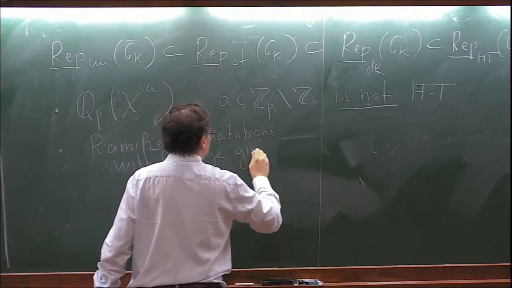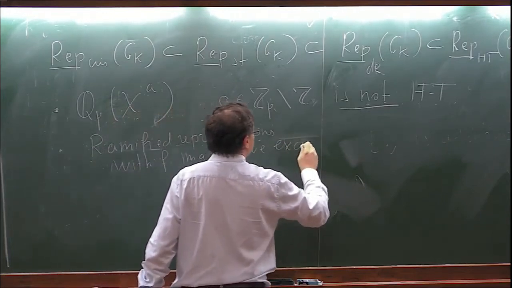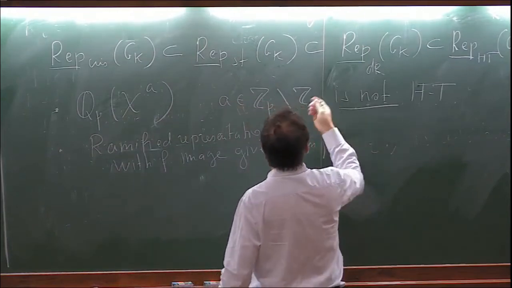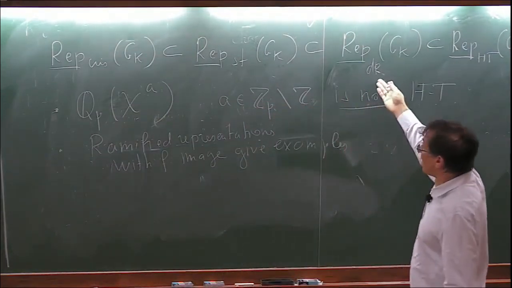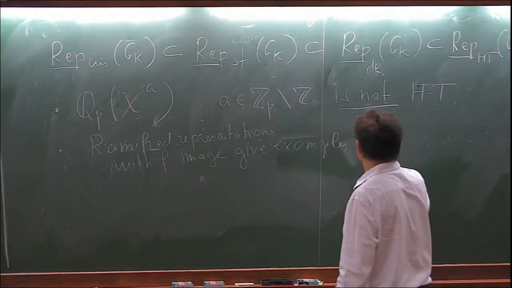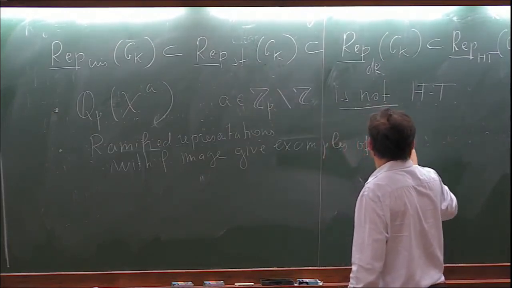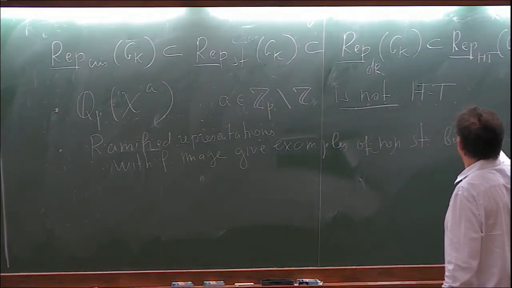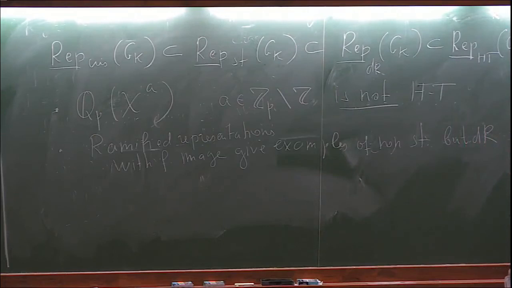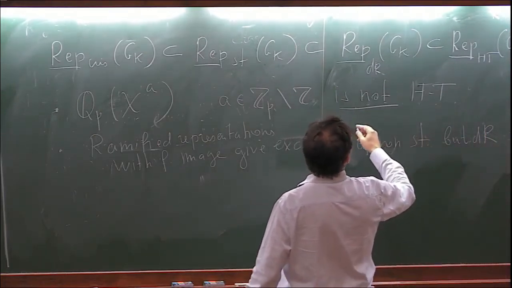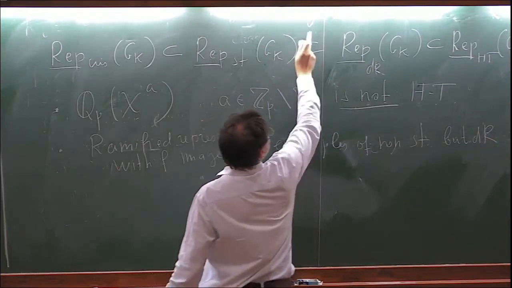Give examples. So they are examples. They are all de Rham automatically, but they are not semi-stable. So we checked this too.